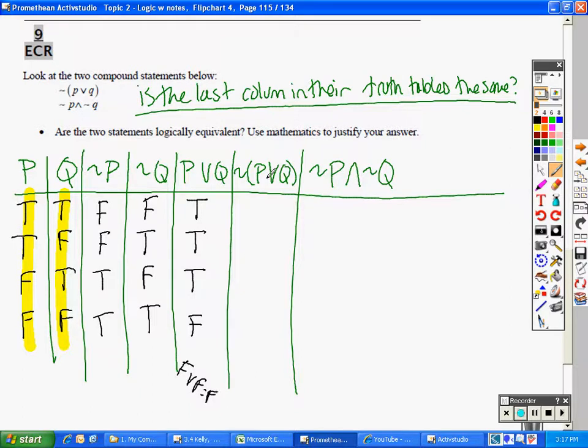All right. For this one, I just actually have to take the opposite of these values I just got here. So the opposite of true is false. The opposite of true is false. Opposite of true is false. Opposite of false is true.